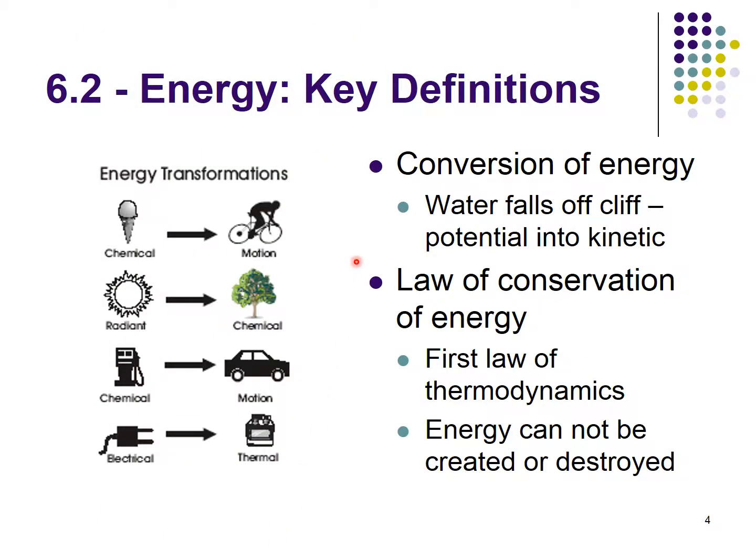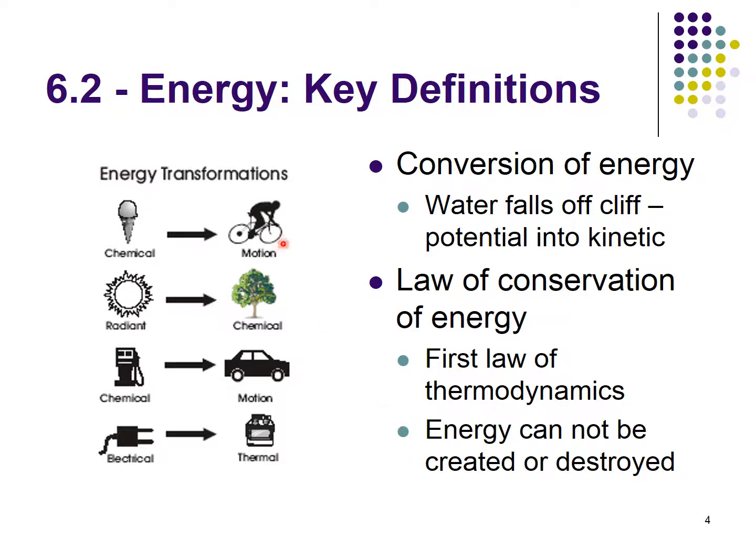We had the law of conservation of mass in earlier chapters. We now have the law of conservation of energy. This is also called the first law of thermodynamics, and it states that energy cannot be created or destroyed. So all of the energy we have in the entire universe is constant. We're not getting any extra, and we're not losing any, which sounds really weird.